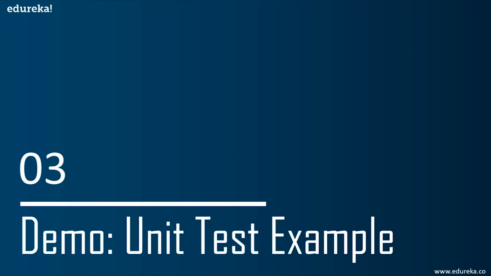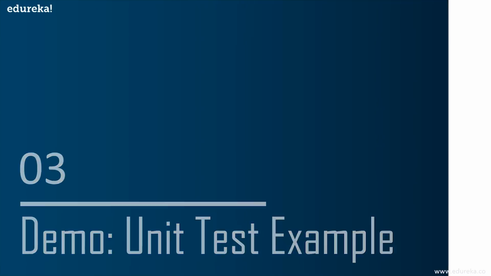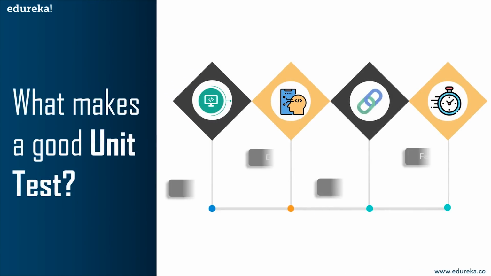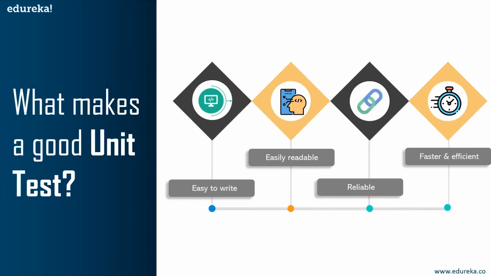So moving on, let's do a simple demo on how to write unit tests. But before diving into the main part of this tutorial and writing unit tests, let's quickly discuss the properties of a good unit test. Unit testing principles demand a good test is easy to write, it's reliable, it's readable, and faster and efficient. So, easy to write.